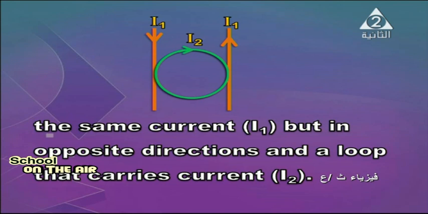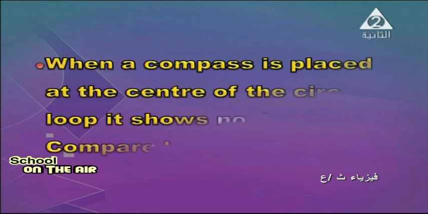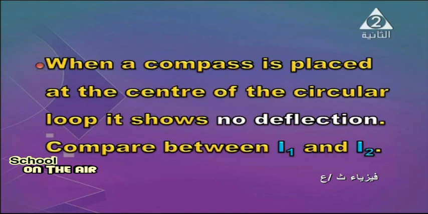So the wires, your attention please, have the same current intensity denoted by I1 but in opposite directions, and this makes the field inside the two wires in the same direction, and a loop carries a current I2 in a clockwise direction. When a compass is placed at the center of the circular loop, it shows no deflection. And this means the field produced by the two wires is cancelled by that produced by the loop.